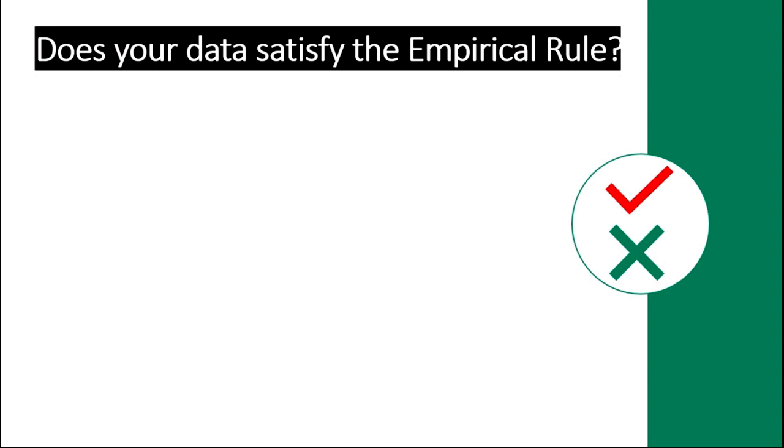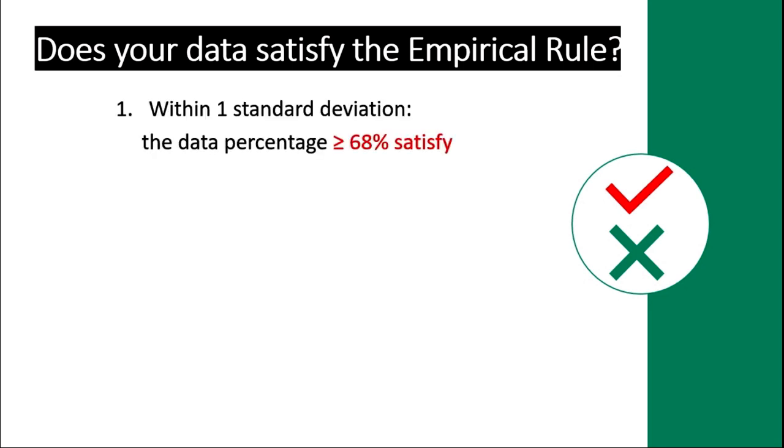However, your real data do not always satisfy the empirical rule. You need to check separately whether your data satisfy the empirical rule. For within 1 standard deviation, calculate the data percentage. That is, use the mean minus and plus 1 times the standard deviation, and you will have a range. Then count how many data fall within this range and divide it by the total number. If the data percentage is bigger than or equal to 68%, it satisfies the empirical rule. Otherwise, it doesn't satisfy.